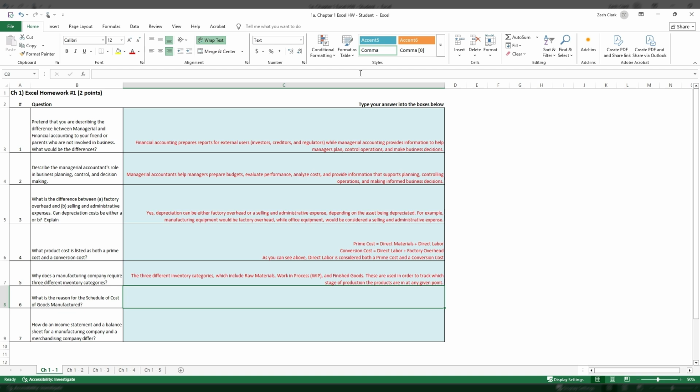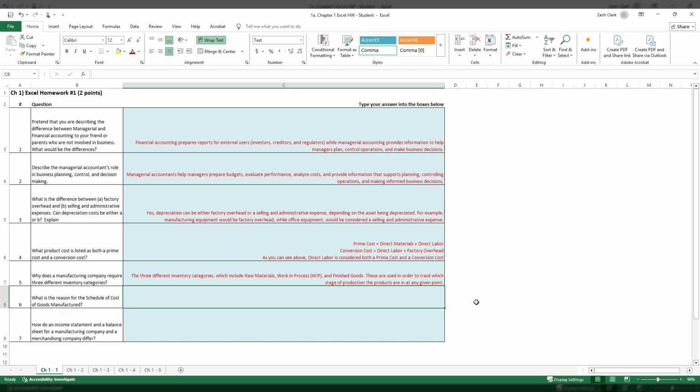What is the reason for the schedule of cost of goods manufactured? So this is a schedule that we'll work with in chapter 1 here, and you'll get some more familiarity with that through in-class exercises and so on and so forth. I don't know if there's a homework problem in here that also uses that. We'll take a look as we go forward.